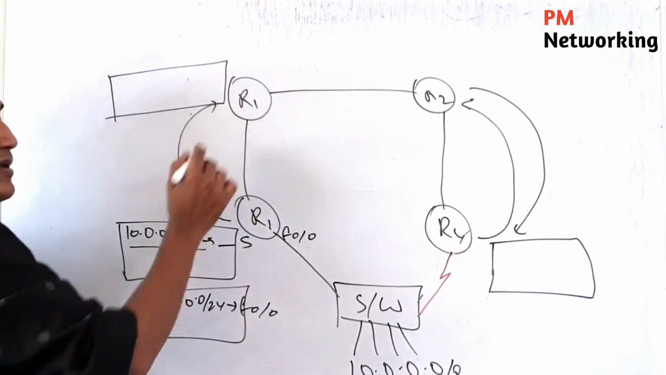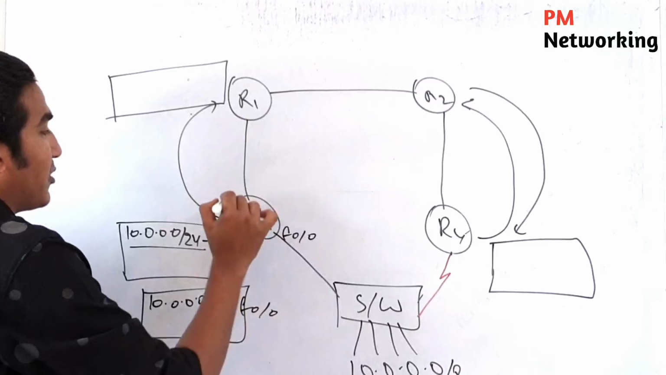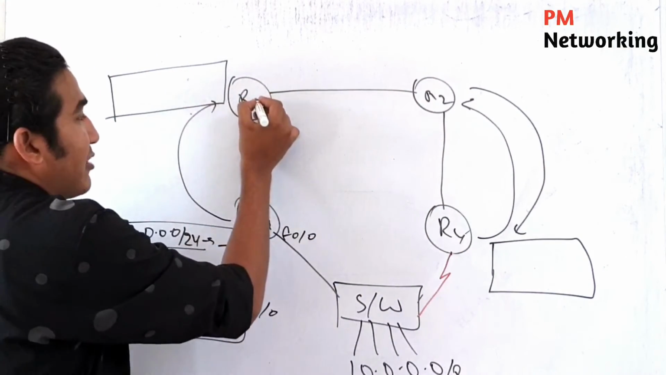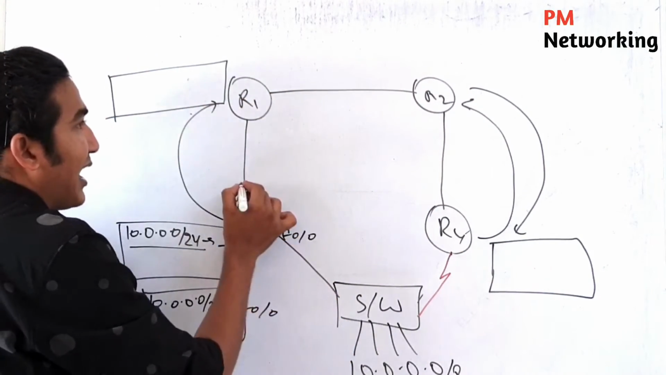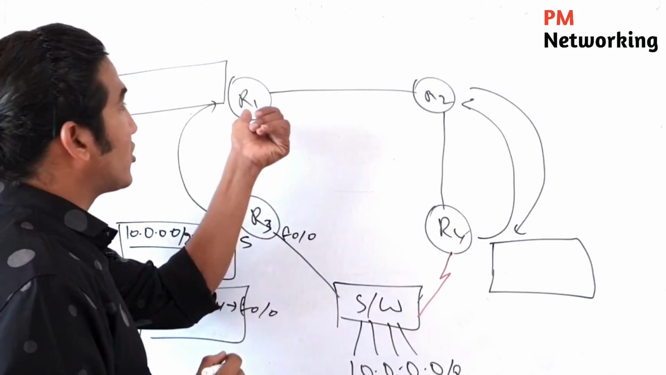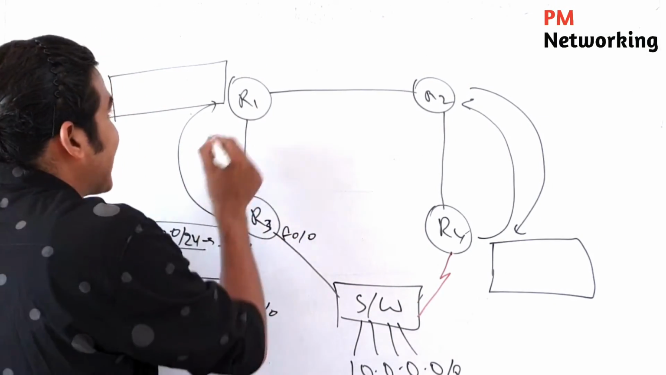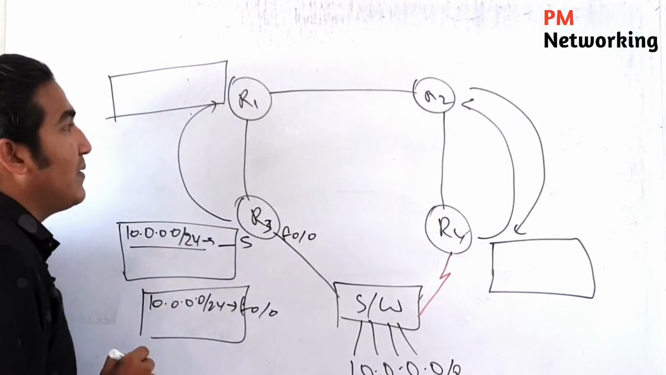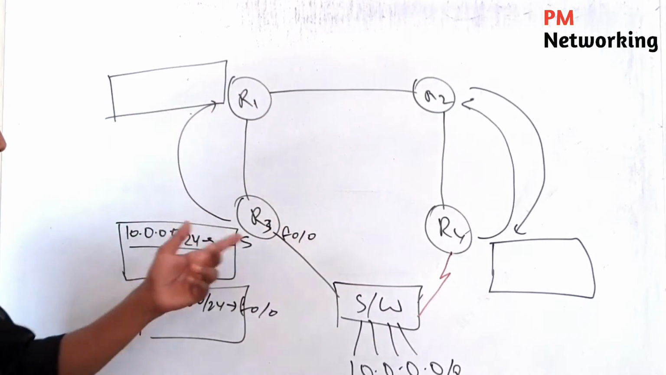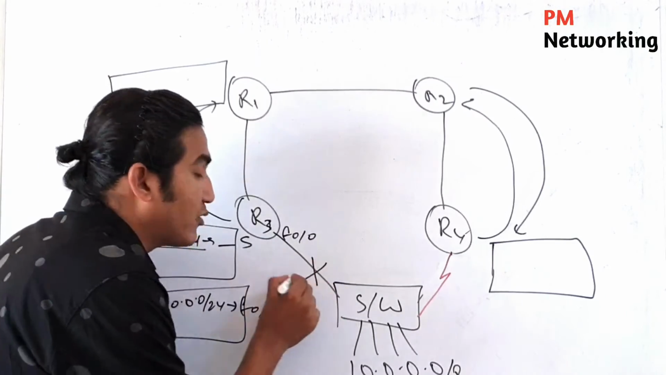So R1 will also receive this prefix from two sides, from here and from here, right? But R1 will receive via R3 because I am using a serial link over here. So this router will get the least metric from this side. So this router will install this prefix in its routing table via R3. Fine. Suppose after some time this link goes down.